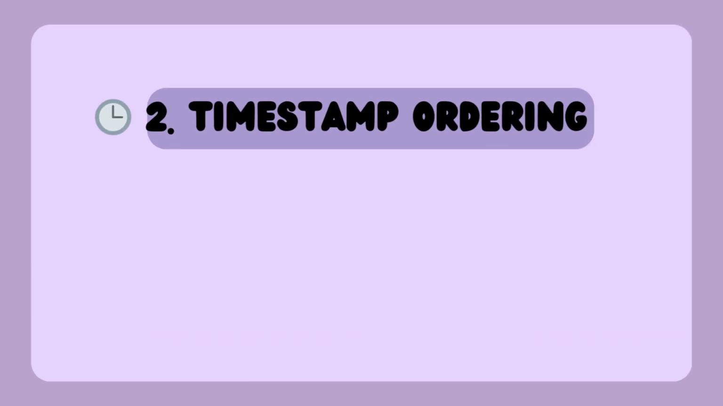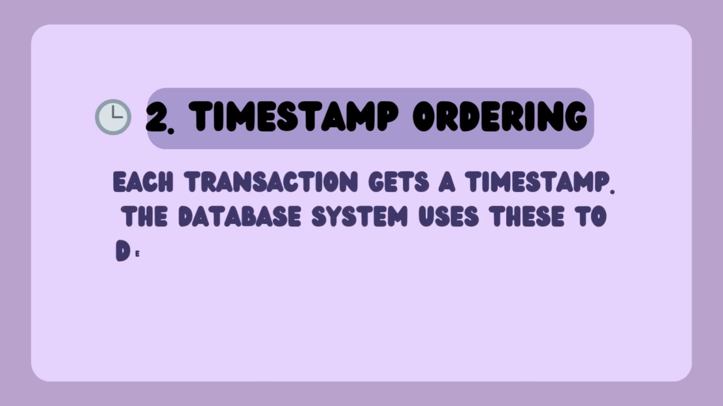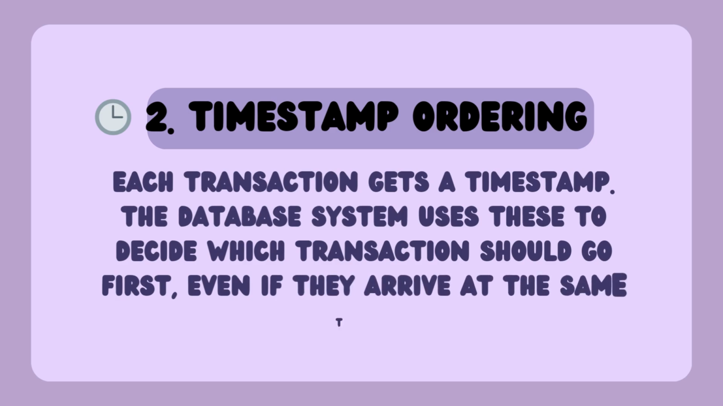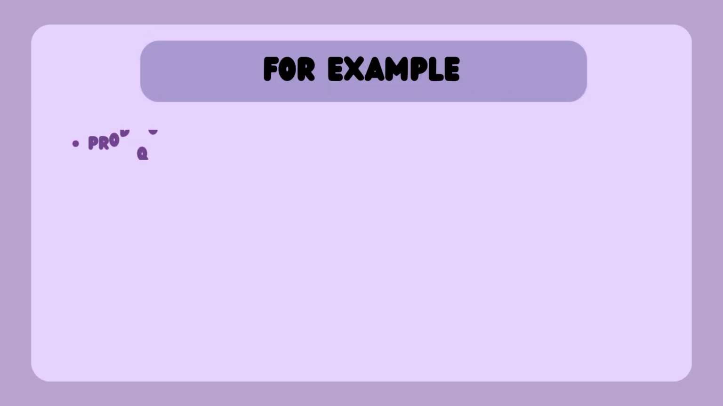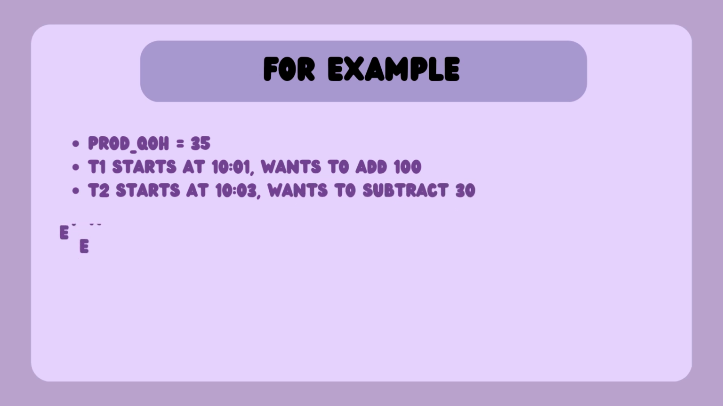2. Timestamp ordering. Each transaction gets a timestamp. The database system uses these to decide which transaction should go first, even if they arrive at the same time. For example, prod_QOH equals 35. T1 starts at 10:01, wants to add 100. T2 starts at 10:03, wants to subtract 30.